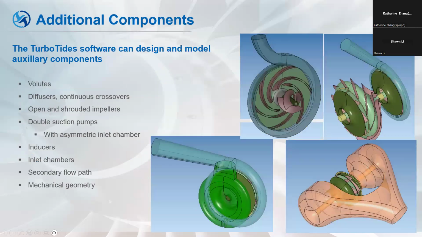So in addition to just being able to design different types of impellers, we also have very full-featured tools for designing auxiliary components, like volutes, vaned and vaneless diffusers, inlet chambers, including symmetric or asymmetric inlet chambers for double suction pumps like we see down here. The 1D and 3D can design any of these, as well as inducers. We also have tools for modeling secondary flow paths or seals, and for modeling the mechanical geometry as well, including things like the back face, adding fillets, the bore and shroud geometry, and so on.